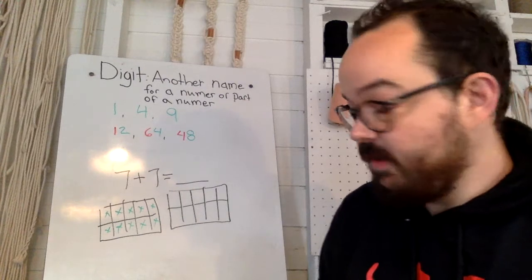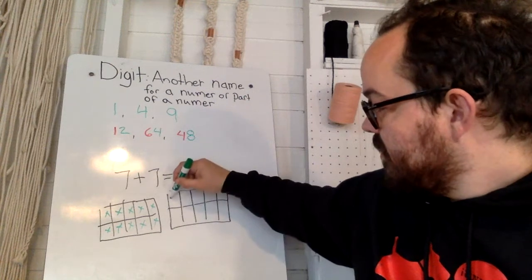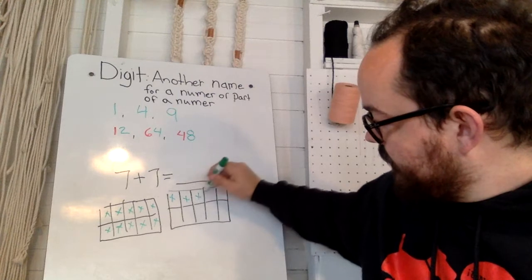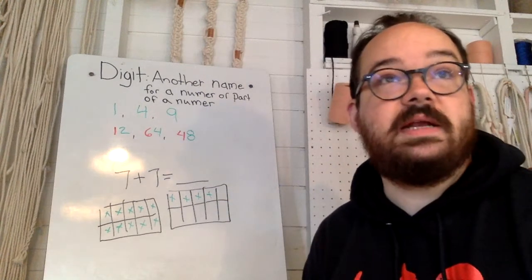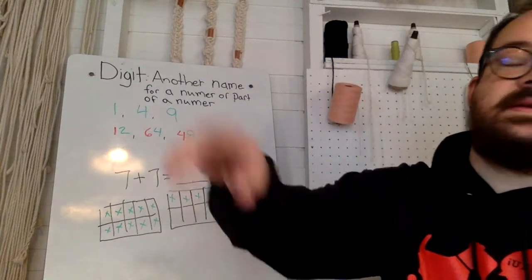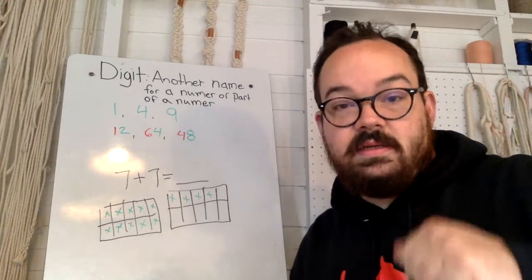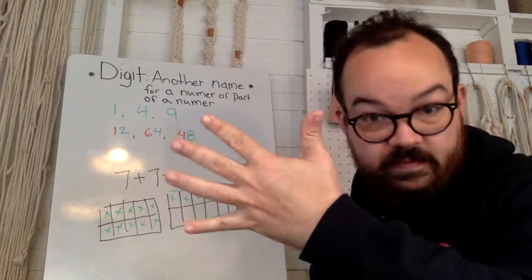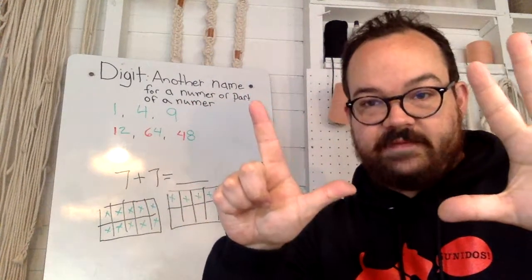So there's my 7. I'm going to count on 7 more. 8, 9, 10, 11, 12, 13, 14. Is that correct? Let's check our answer using our counting on method. So I've got 7, 8, 9, 10, 11, 12, 13, 14. Ooh, did I count on 7 more?